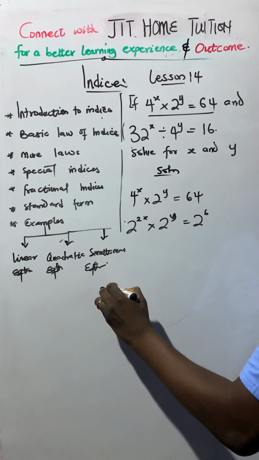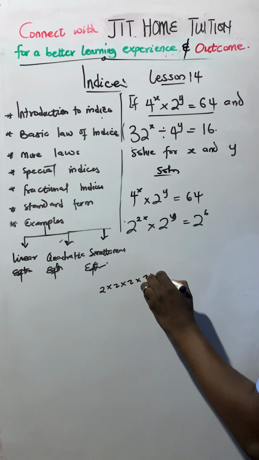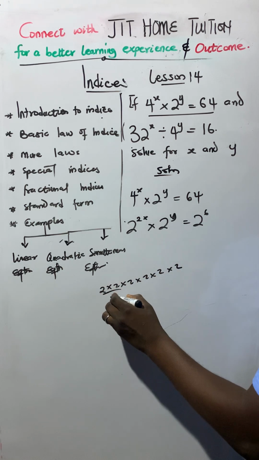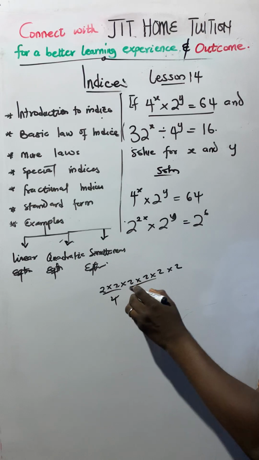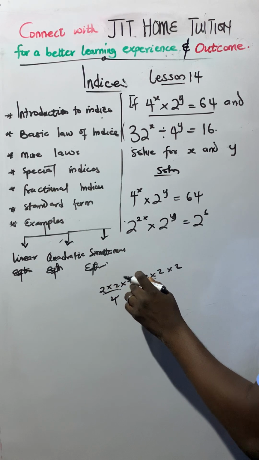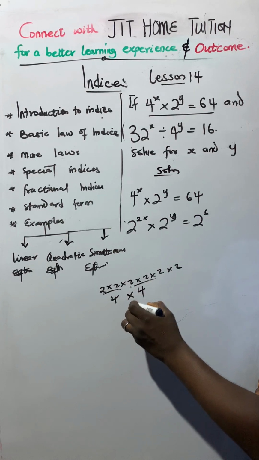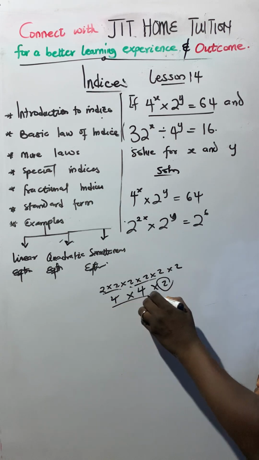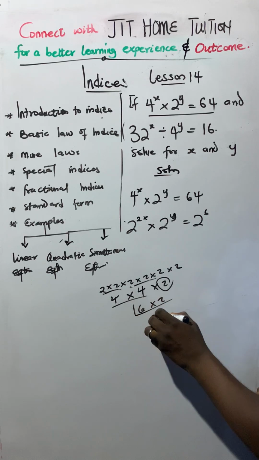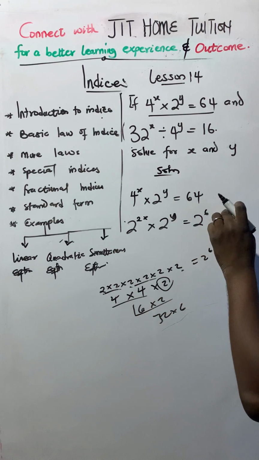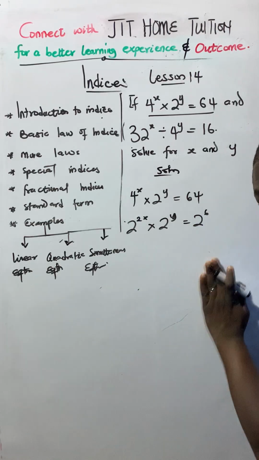6. That is, you have 2 times 2 times 2 times 2 times 2 times 2. So 2 times 2 is 4, 4 times 4 is 16, so you can maintain this one. 16 times 2 gives you 32, times 2 gives you 64. That's why you're having 2 exponent 6. I hope you get it.